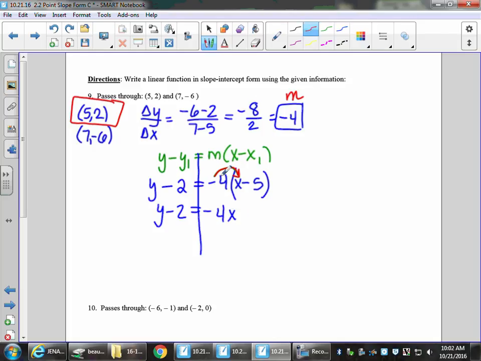So I have -4x. What comes next? Subtract. Yeah, careful. Negative times negative is a positive. And then subtract 2? Add 2. So watch the little things like that, because you could get all of this work on paper and then by accident you subtract 2. So careful. My final answer, y equals negative 4x plus 22.